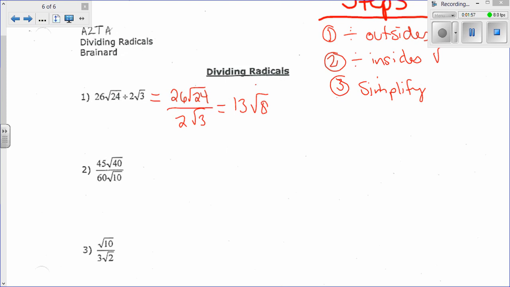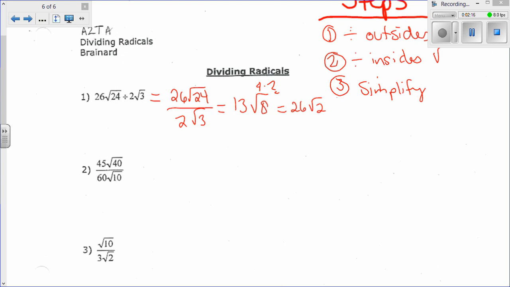8 breaks down to 4 times 2. So the square root of 4 is 2 times the 13 out in front, which is 26 radical 2.